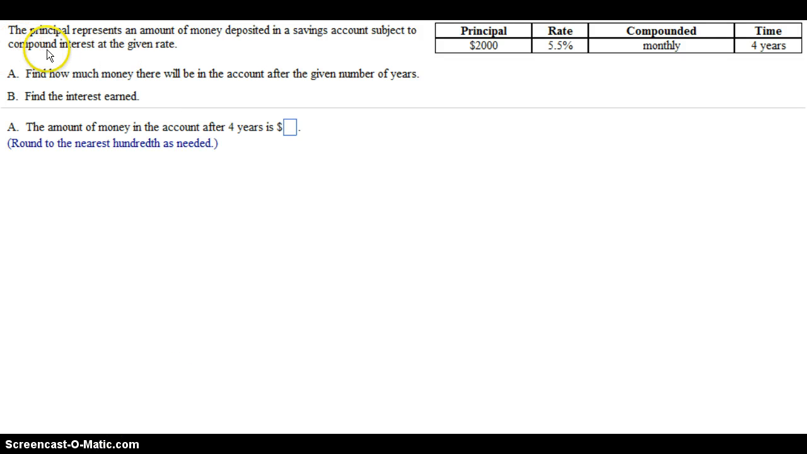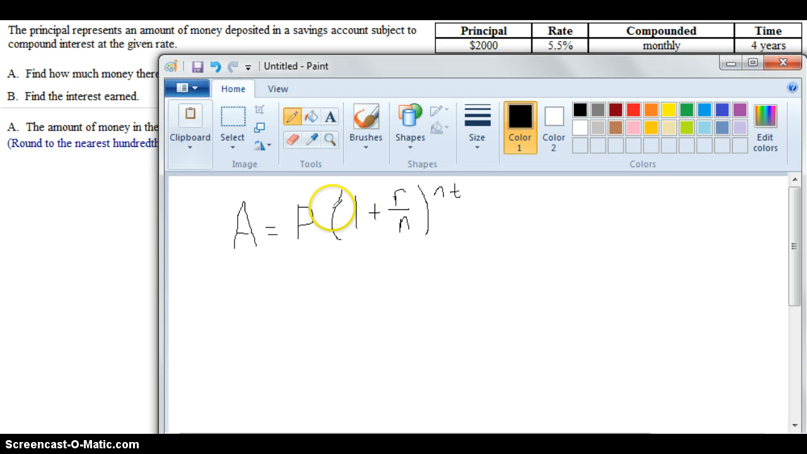So this is a compound interest problem, and the book has the formula and discusses compound interest starting on page 460. The formula would be this: the amount in the bank is going to be the principal times 1 plus the rate over the number of times a year that it's compounded, and then the exponent is the number of times per year it's compounded times the total number of years.